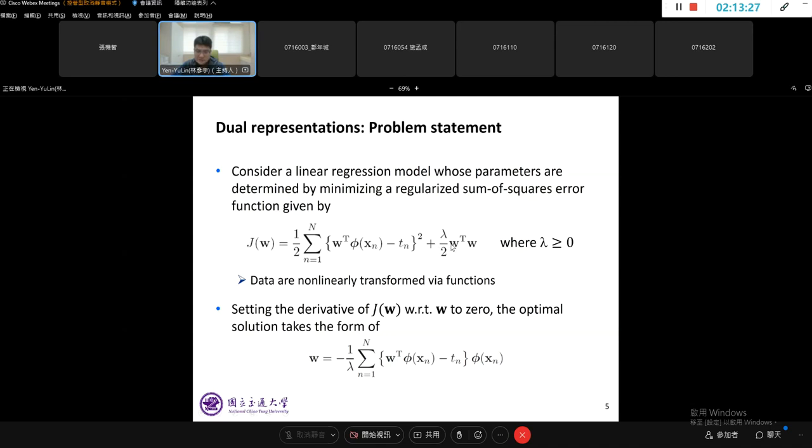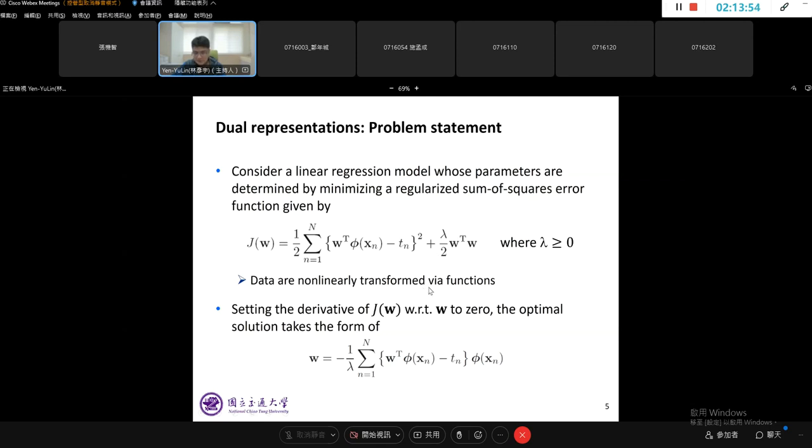The second term is the standard regularization term. It is W transpose W. Lambda is a hyperparameter, and lambda is non-negative. It is used to control the relative importance between the two terms. So this is the objective function.